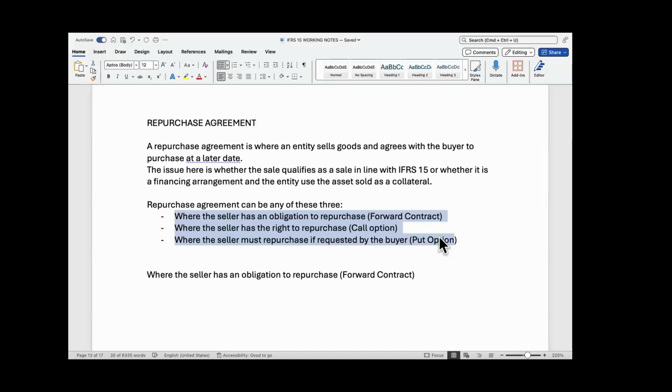Okay. Yeah, mommy. The explanation on that put option is quite confusing to me because I know that a put option is a right to sell an asset. So if you are saying the seller must repurchase if requested by the buyer, it's like there's a kind of contradiction there. If he must repurchase, that sounds like an obligation, not even a right. And it is a right to sell an asset. So I don't know if I'm mixing something up.